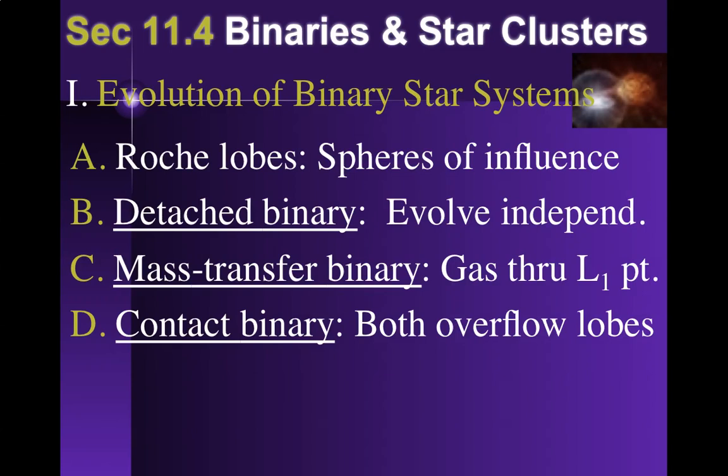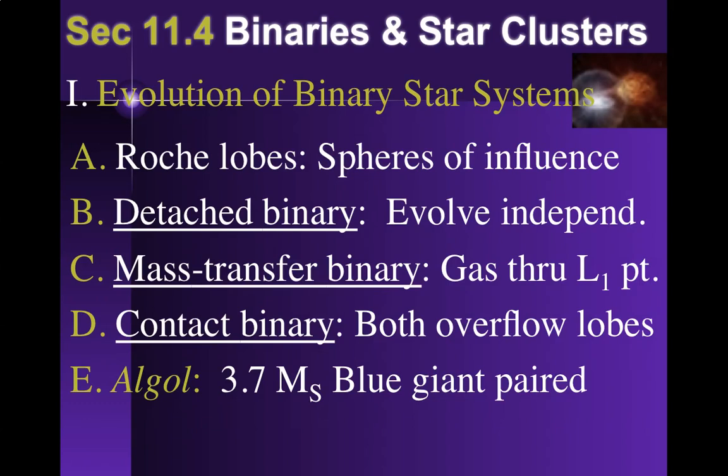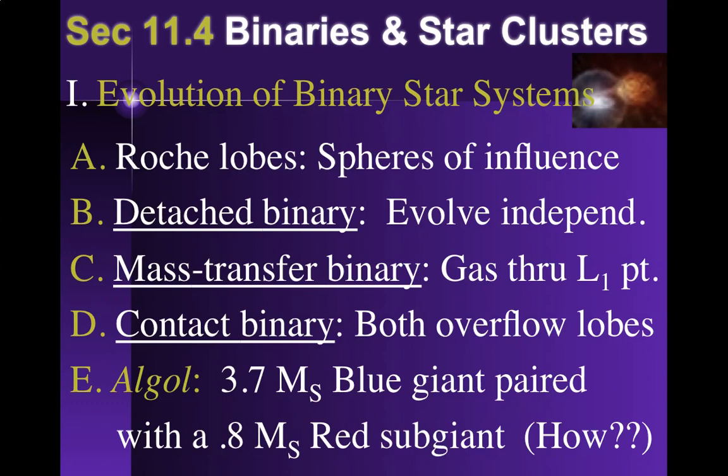First, I want to talk about an interesting situation here with a star called Algol. Algol is a pretty well-known star in the constellation Perseus. And Algol contains a 3.7 solar mass blue giant paired up with a 0.8 solar mass red giant or red subgiant. Why is this unusual? Well, you see, we always say that the high mass stars are supposed to evolve first. Well, Algol looks like it's breaking the rule because the 3.7 solar mass blue giant is still on the main sequence. It hasn't evolved yet.